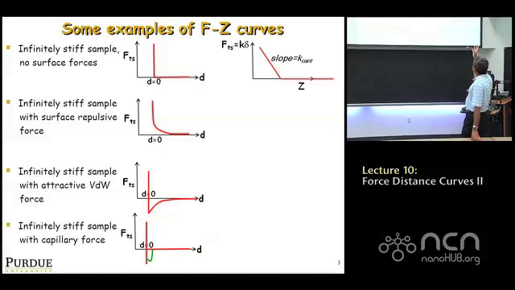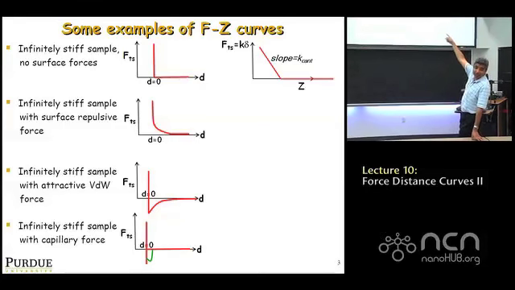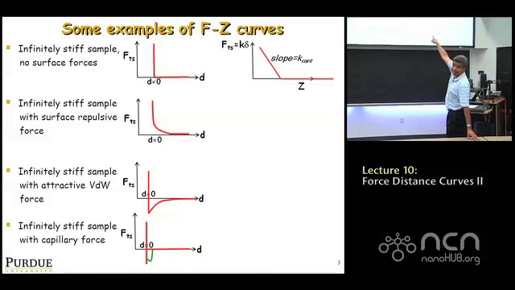So this hopefully illustrates to you that when you do an FZ curve in experiments, you get the right-hand curve. Your interpretation of it should be the left one, F_TS versus D. Completely different, okay? Let's look at the second example.